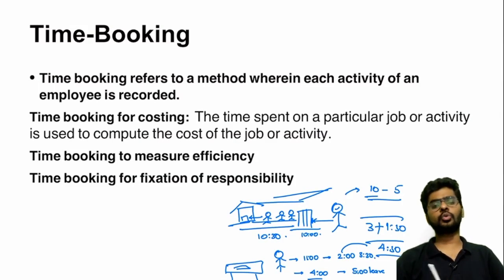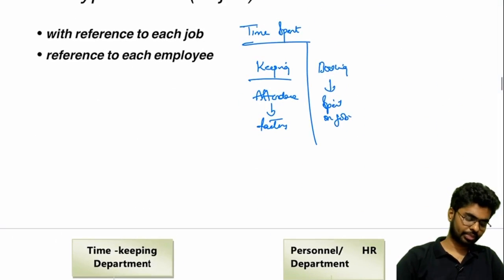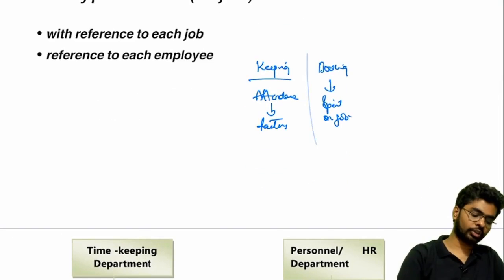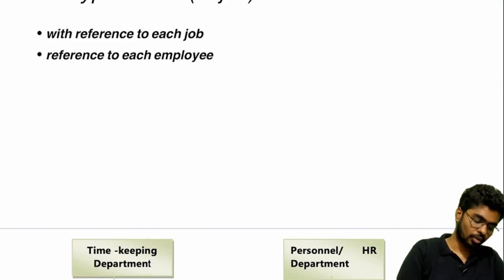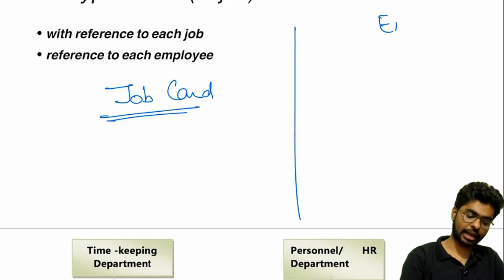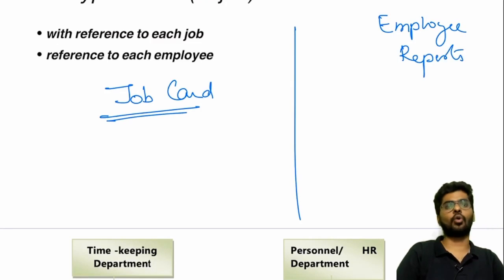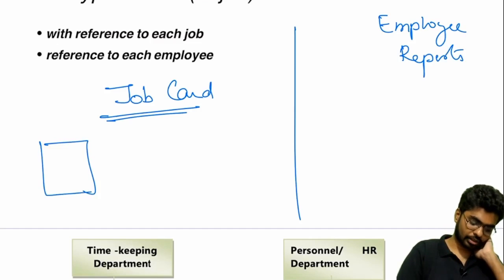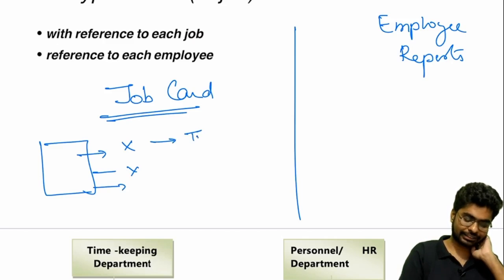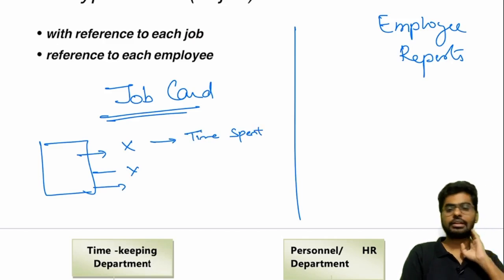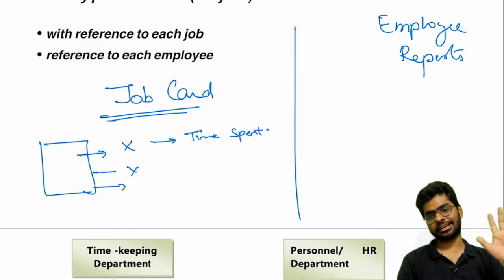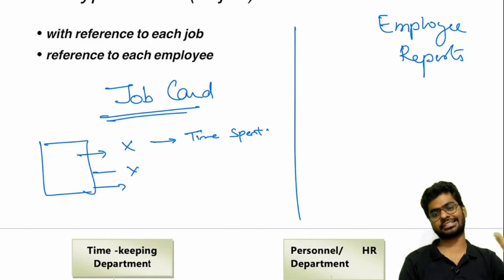Now, how do you make sure that time booking is done? There are two things that happen. One, there is something called a job card. The other one is the employee reports. In a job card, on the job, it will tell every employee who has worked in this job and the time he has spent. Let's say for an example, we are doing a CA intermediate class. It will record that Arjun has taken classes from this day to this day, this time to this time.